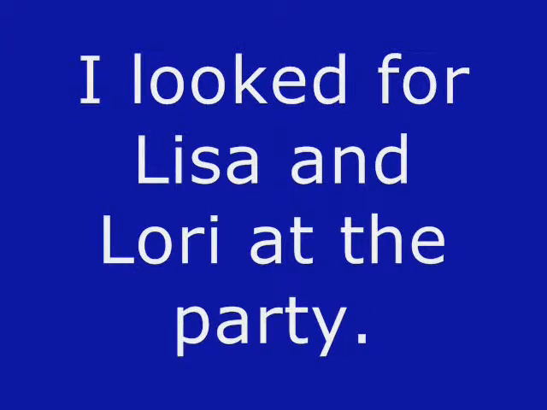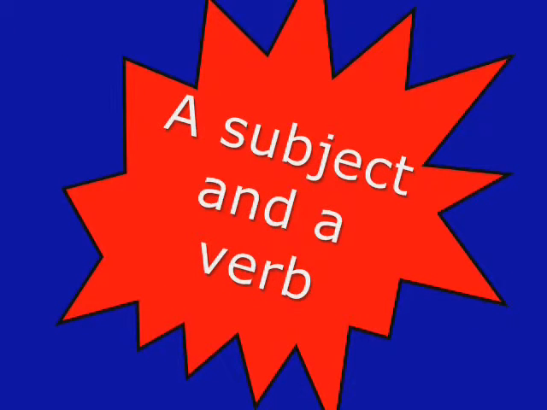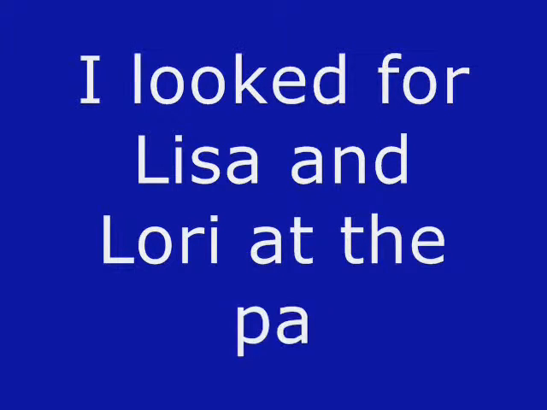Let's take a close look at a sentence and break it down a little bit. I looked for Lisa and Lori at the party. First, we need to confirm that this is indeed a sentence and not just a bunch of words. Remember what we need to make a simple sentence? We need a subject and a verb put together in such a way that it makes a complete thought. I looked for Lisa and Lori at the party. We need to find the verb and the subject in this sentence to confirm that it is a sentence.